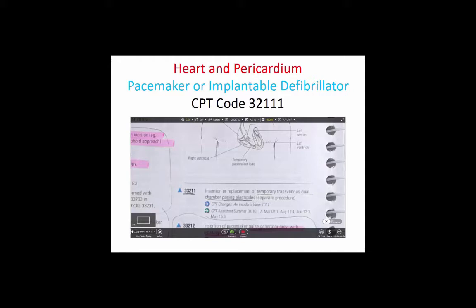As a reminder, in my annotation system for my code book, if a code has an underline under it, it means there's no family. This code stands by itself and is complete within itself. And it is insertion or replacement of a temporary transvenous dual chamber pacing electrode. And you see there are two references to CPT changes and CPT Assistant if we wanted to look up how we came to this code.